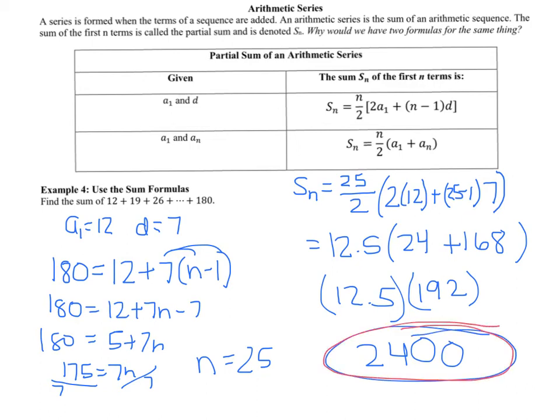So what this means is if I took this sequence of numbers and added all of them up from 12 all the way to 180, I would get 2,400 for my answer.